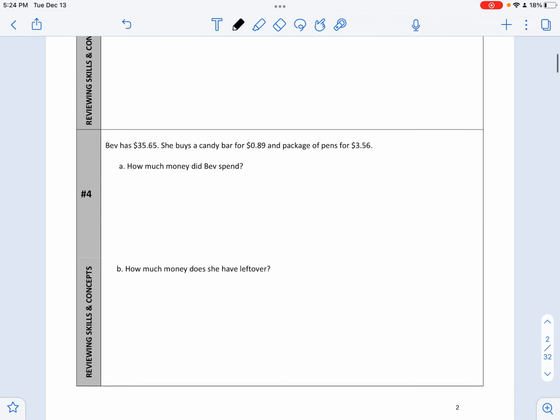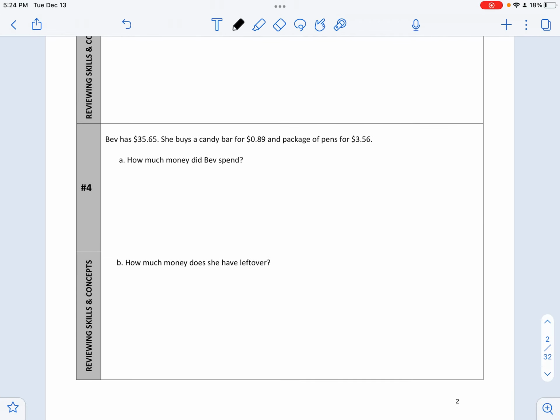Question 4 is a word problem that involves some decimals. Let's read it together. Bev has $35.65. She buys a candy bar for 89 cents and a package of pens for $3.56.